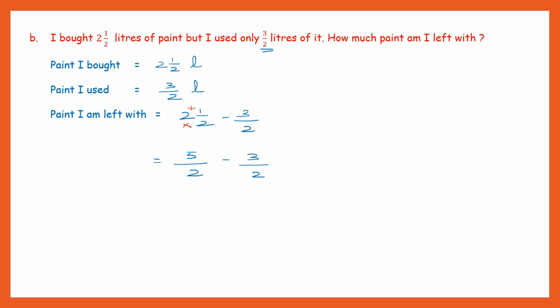The denominators are the same, so we just subtract the numerators. 5 minus 3 by 2. 5 minus 3 is 2 and the denominator is also 2. So when the numerator and the denominator are the same, it is equal to 1. Or you can even cancel. 2 1's are 2, 2 1's are 2, 1 by 1, which is equal to 1.